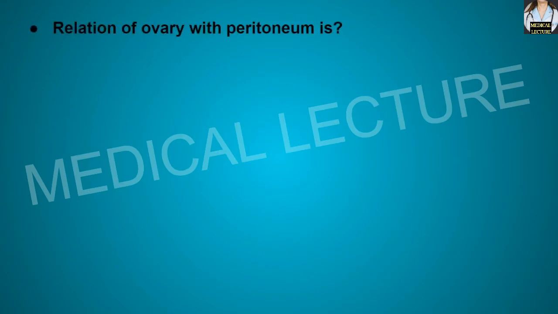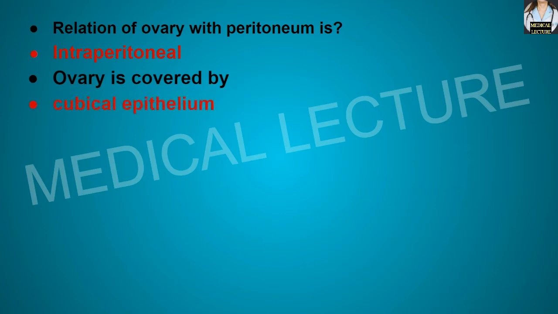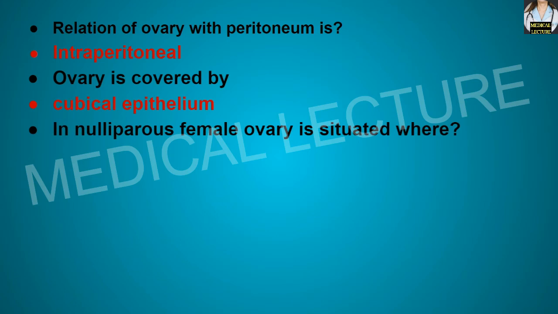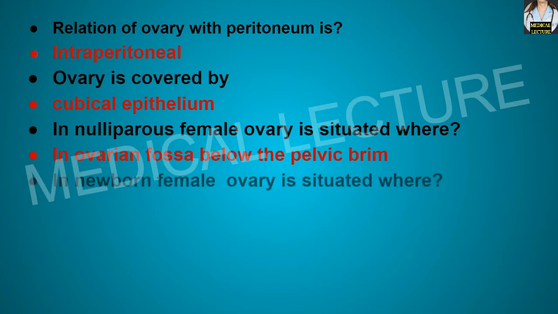Relation of the ovary with the peritoneum: the ovary is intraperitoneal. Ovary is covered by which epithelium? It is covered by cubical epithelium. In nulliparous female, ovary is situated where? In the nulliparous female, the ovary is situated in the ovarian fossa below the pelvic brim. In the newborn female, ovary is situated where? It is situated in the ovarian fossa above the pelvic brim.